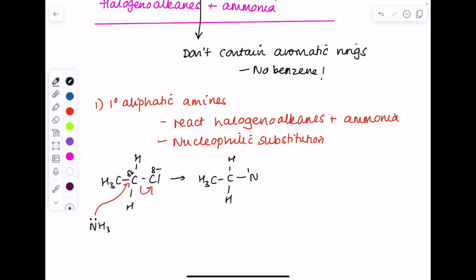Let's add on that ammonia. Because that ammonia has the electron pair, it's acting as a nucleophile. But what happens next is we need to remove that positive charge on the nitrogen. So we need ammonia again, but in this case, the ammonia is going to act as a base because it's going to accept a proton in order to neutralize that charge.